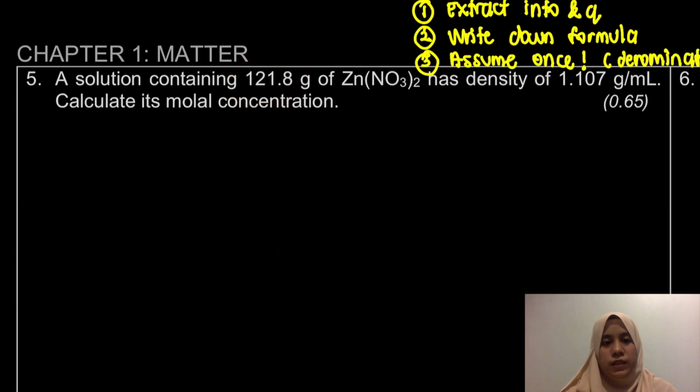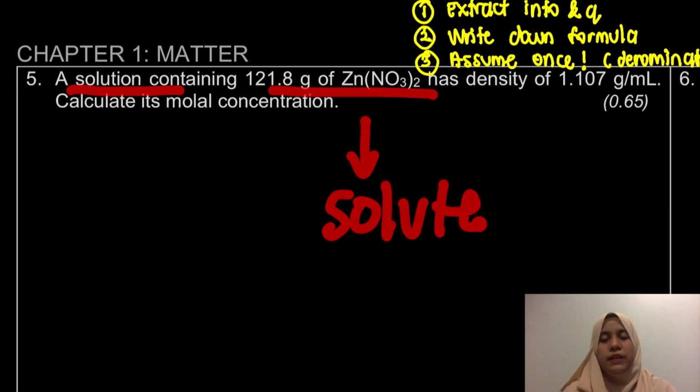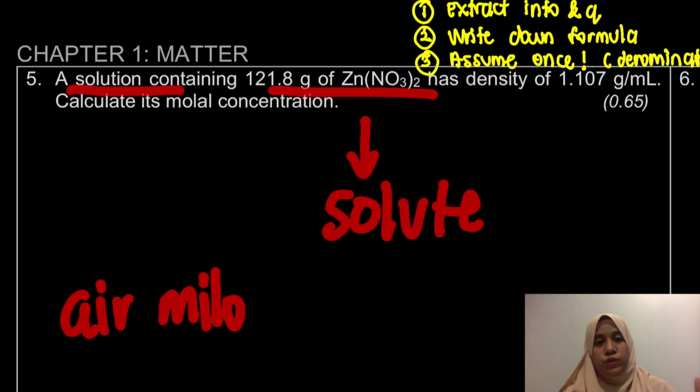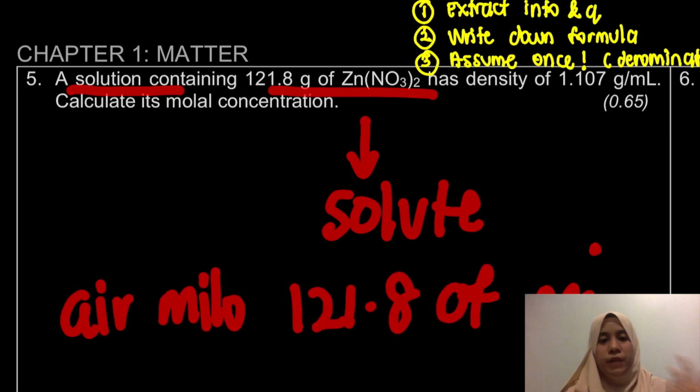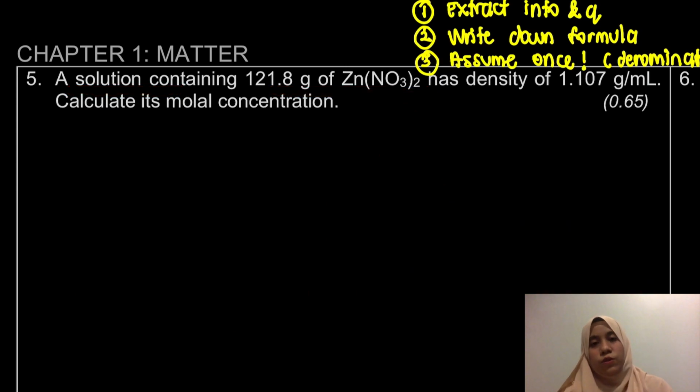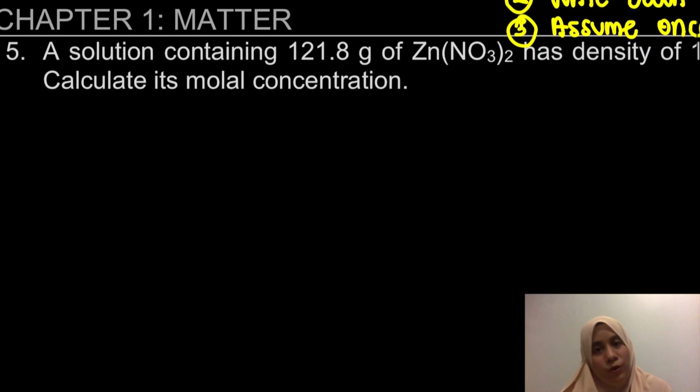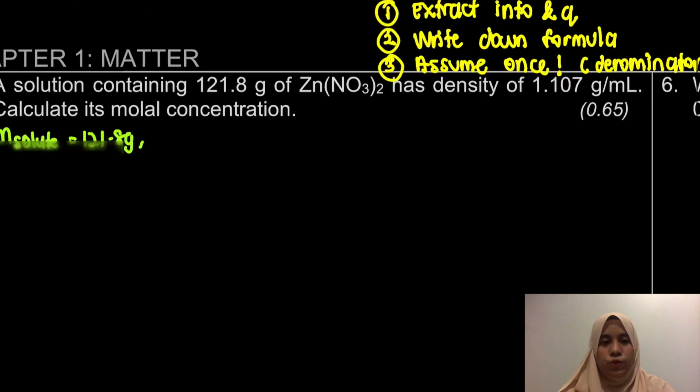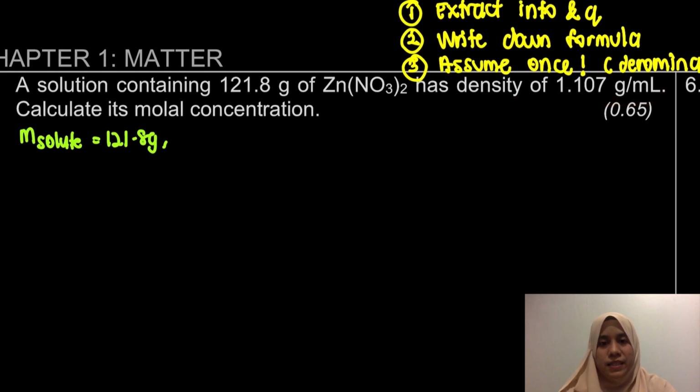Okay, so it says here solution containing 1 to 1.8 gram of zinc something. It's actually a solute. For example, I just write down I-Milo contains 1 to 1.8 of Milo itself. So Milo is actually our solute, I-Milo is our solution. So in this case, this mass denotes the mass of solute, 1 to 1.8 gram, and has a density of this value. Okay, but this time the density is actually the density of solution.